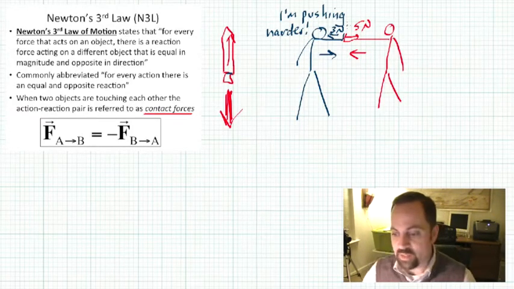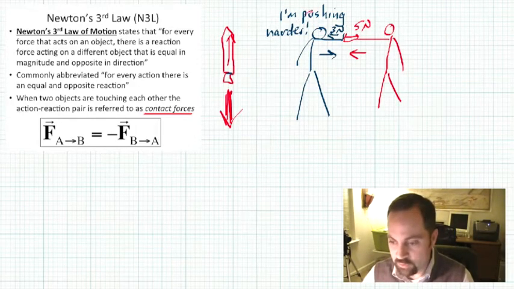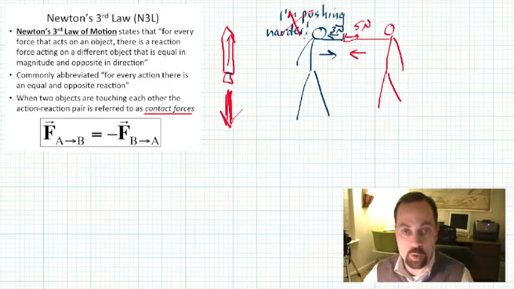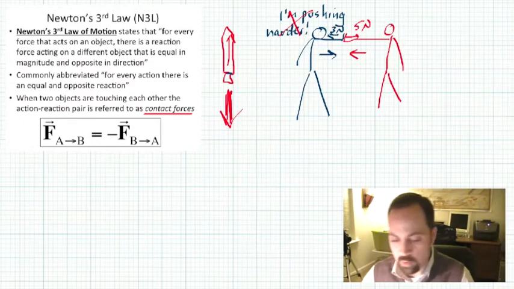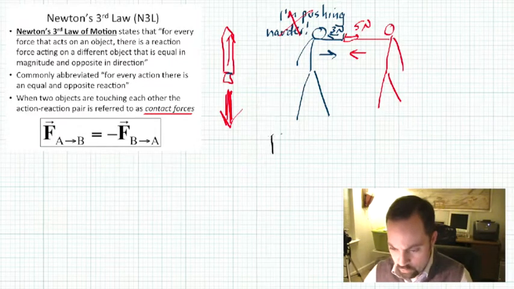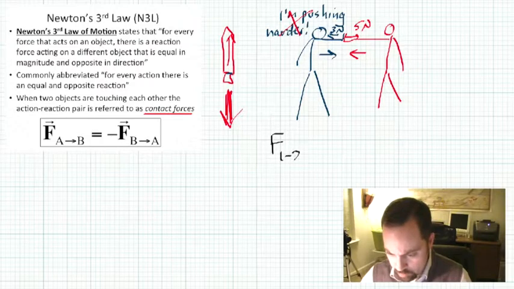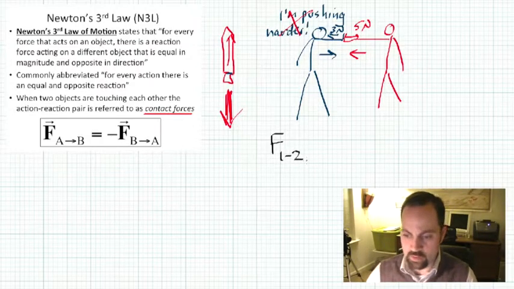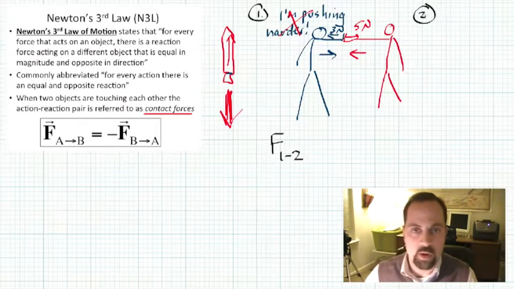So one way we could think of it is this: this person is not pushing harder, they're pushing equally. And this is our equation, really, that we can sum this up in. We can say that the force from person one onto person two. This is person one right here, and this is person two over here.